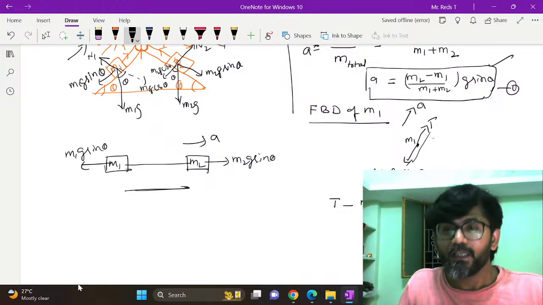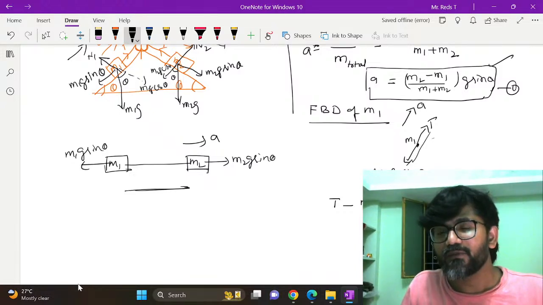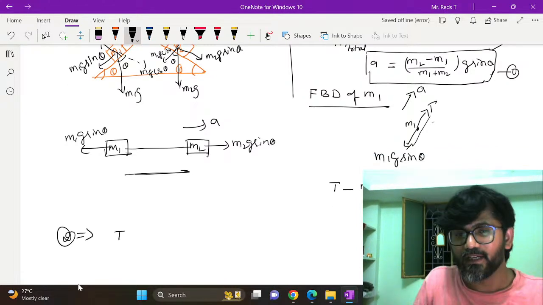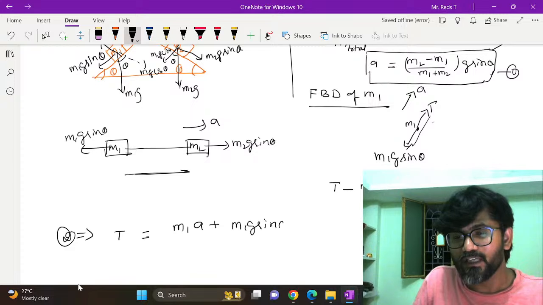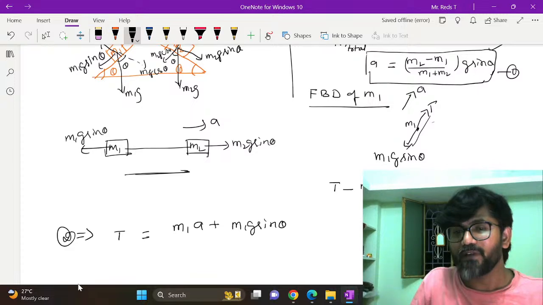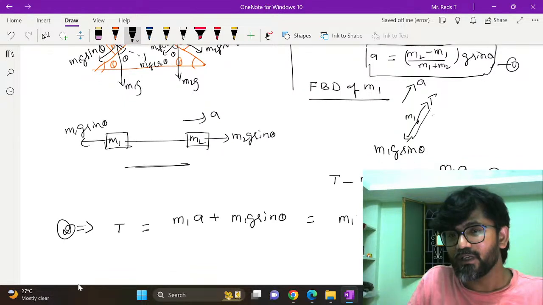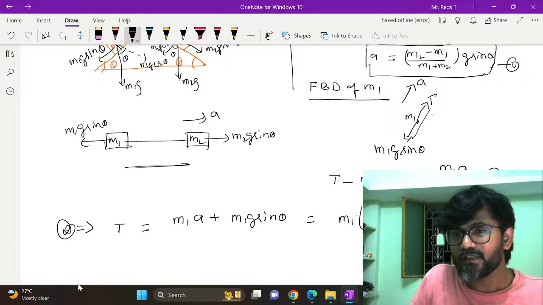Okay, now let us substitute that A from equation 1 in 2. Yes, so we'll get T is equal to m1A plus m1g sin theta. Now substitute the value of A. What you will get? A is equal to m1 into m2 minus m1 by m1 plus m2 into g sin theta, plus m1 g sin theta is the next term.